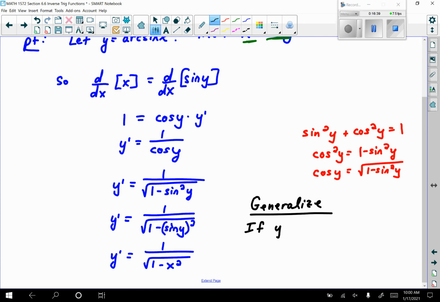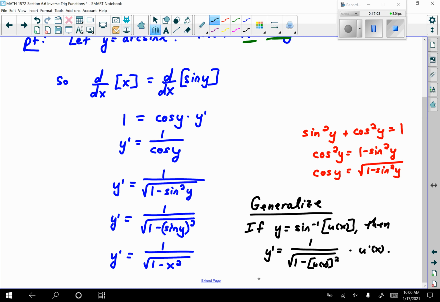All right, so to generalize, we'll say if y is equal, and I'm going to use the inverse sine, but it could be arc sine as well, we'll say inverse sine of u of x, then y prime is going to equal 1 over the square root of 1 minus u of x squared times u prime of x.